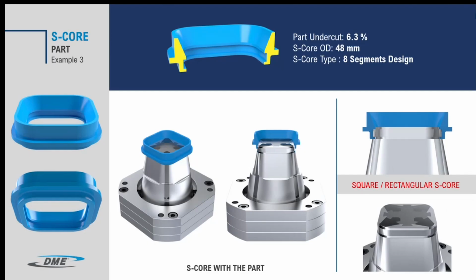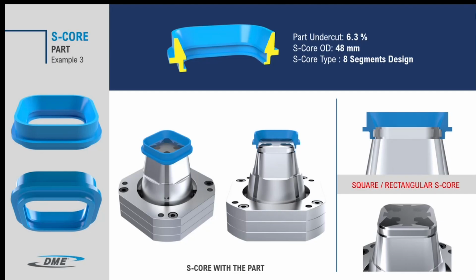Normally we think a collapsible core is always round in shape, but it is not always like that. In this case, the component is square or rectangular in shape. So we adapt the design according to the shape. This design works well for square or rectangular shapes. To get a proper collapse, here we are using an 8-segment design.